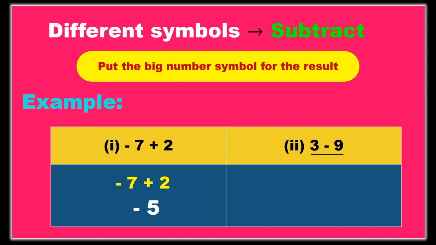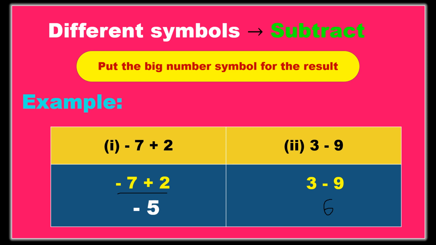3 minus 9. Here 3 is having plus symbol. No symbol means plus only, right? So 3 is having plus symbol and 9 is having minus symbol. Both are different symbols. When there are different symbols, you should do subtraction, right? Let me take that one. So 9 minus 3 is 6. Subtract small number from big number. Whatever the arrangement is there, first do subtraction from the big number, you subtract the small number. I subtracted, I got 6.